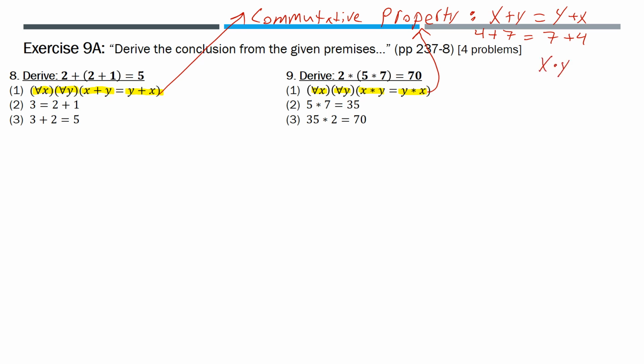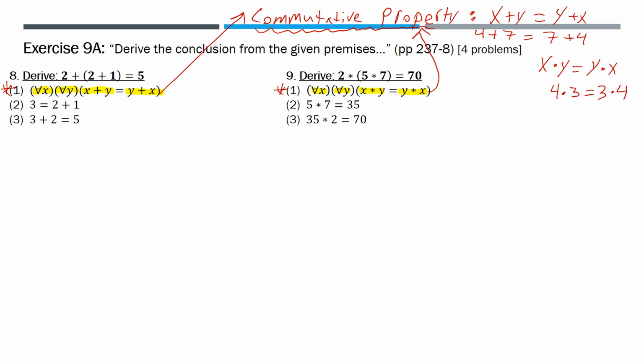that x times y is equal to y times x. For example, 4 times 3 is equal to 3 times 4. And then it has to be explicitly referenced, explicitly mentioned. And we have it as a premise.